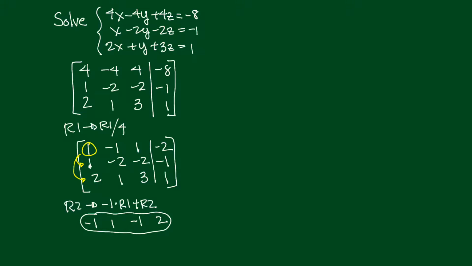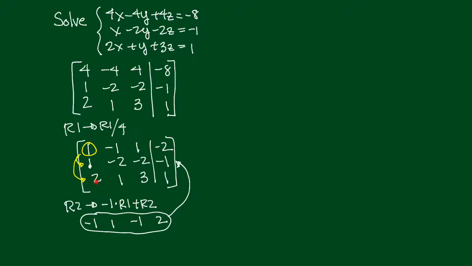Let me just run a quick check. I don't want to make any arithmetic errors here. So multiply everything by -1. So I'll get -1, yep, 1, -1, 2. I think I've got it. And then what I'm going to do is add that to row 2. So I'll just draw an arrow. That's where I'm going. Then I want a 0 in this position.